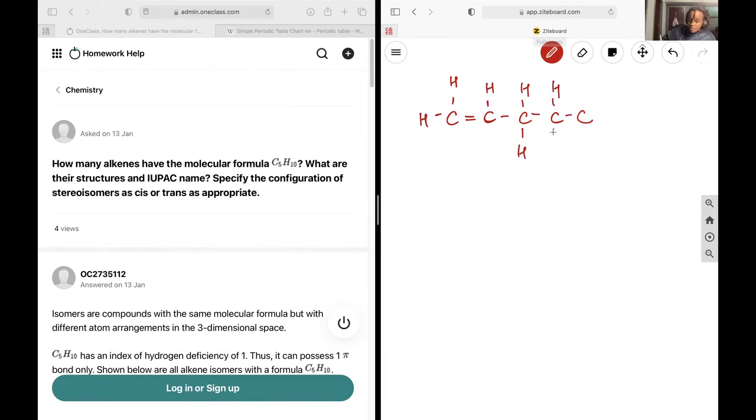Let's see if this structure will be correct. So 1, 2, 3, 4, 5, 6, 7, 8, 9, 10. So I do have my C5H10 correct formula. We can double check our valence electrons. I am expecting 5 by 4 plus 10, which is 20 plus 10, yielding 30 electrons. 2, 4, 6, 8, 10, 12, 14, 16, 18, 20, 22, 24, 26, 28, 30. So I do have my 30 electrons.